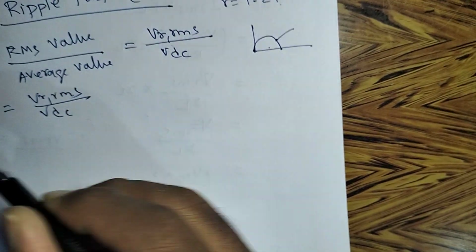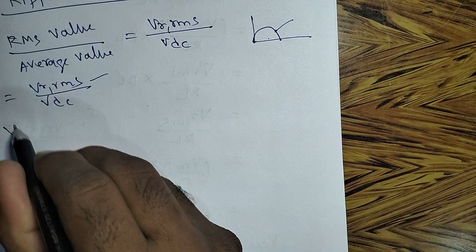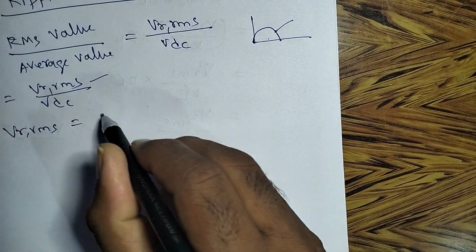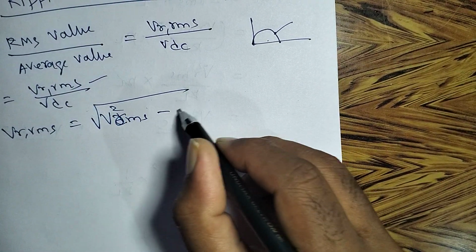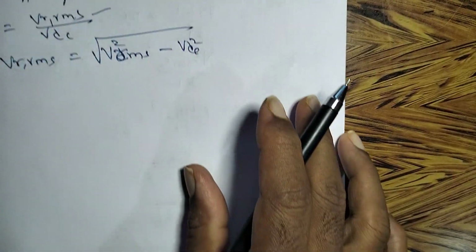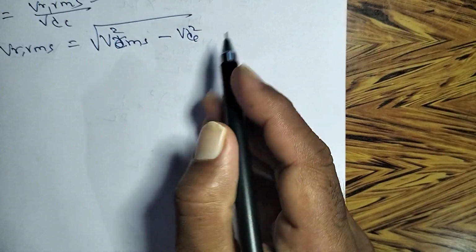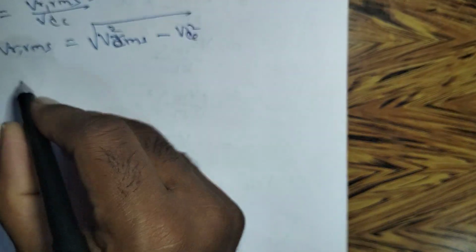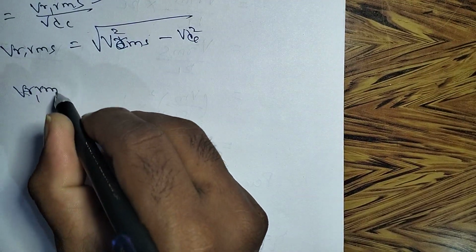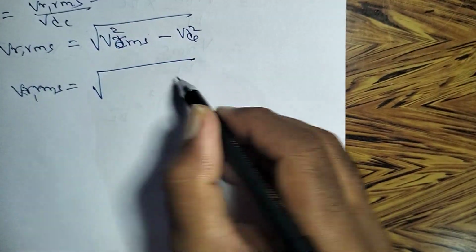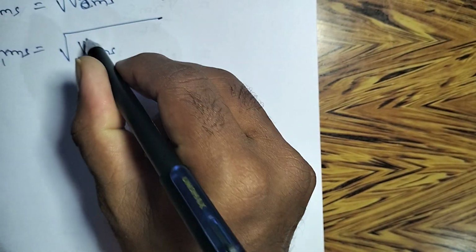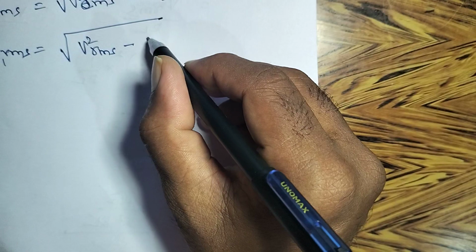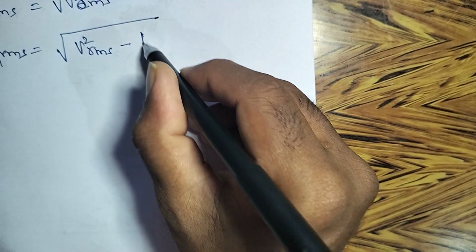Let's calculate VR RMS first. So VR RMS equals square root of Vrms square minus VDC square. This is the general expression for the VRMS value. Now how to simplify this expression? According to my convenience, I am going to simplify it: V square RMS minus VDC square, and take VDC square outside.